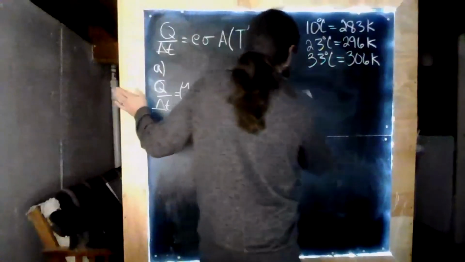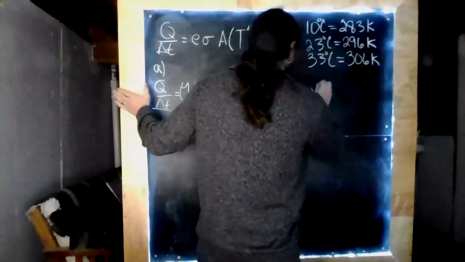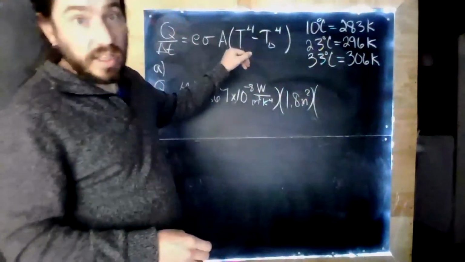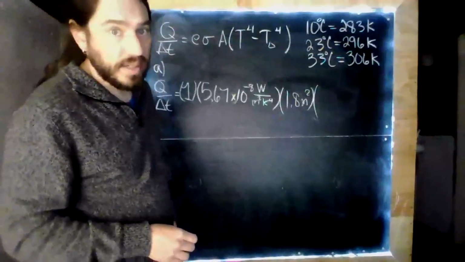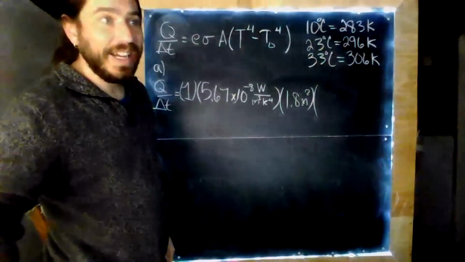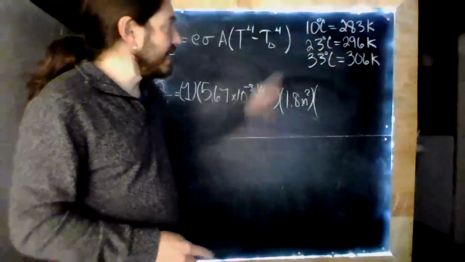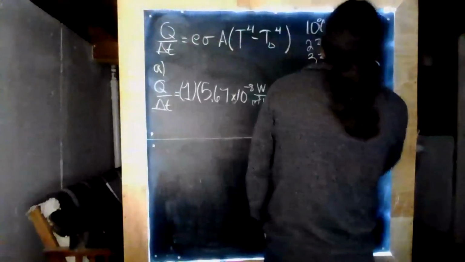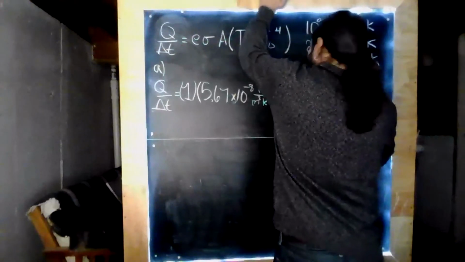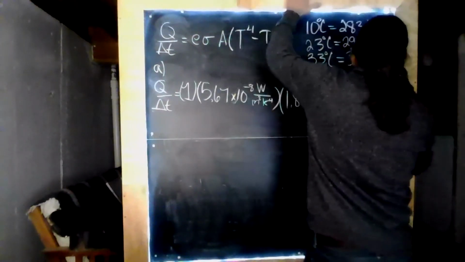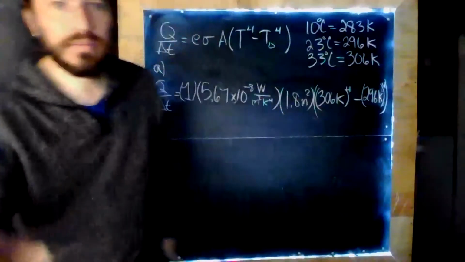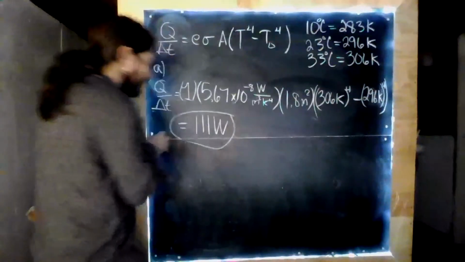Surface area of human, 1.8 meters squared, times the temperature of the object, the human, minus the temperature of the surroundings. So for part A here, we have the human is at 33 degrees and the walls are at 23 degrees. So that would be 306 minus 296 to the fourth. Let's run our calculator. 111 watts.